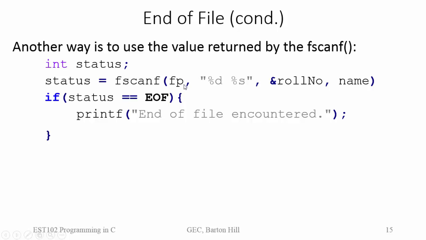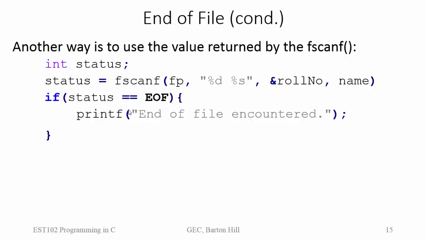First one is the function feof of fp, and that will return a non-zero value if end of file has been reached, or it will return a zero value if end is not reached. Then another way is we can check whether the value returned by fscanf is -1 or not. If it is EOF, EOF means -1, then we can say that end of file has been encountered.